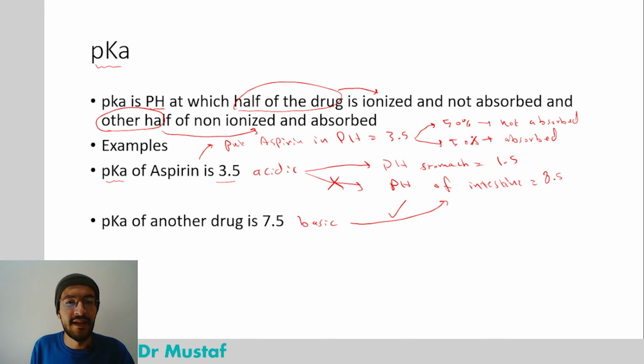And the question will come in the form of: this drug has this pKa, so where would it be best absorbed? If it has a basic pKa, it will be absorbed in the intestine. If it has an acidic pKa, it will be absorbed better in the stomach.